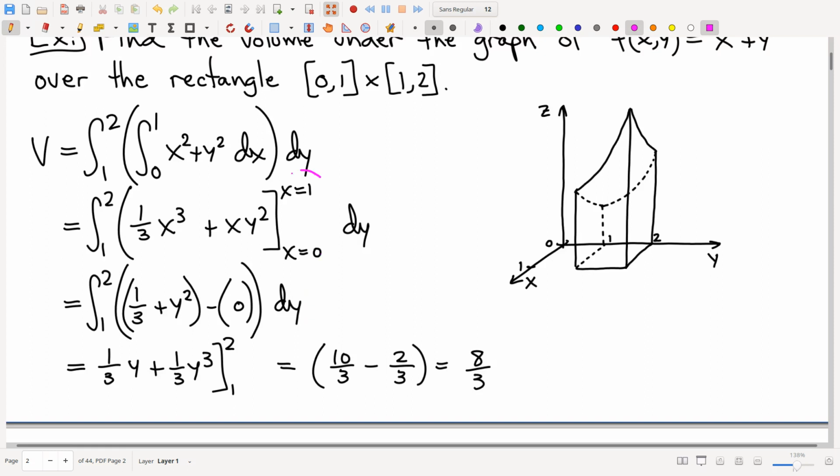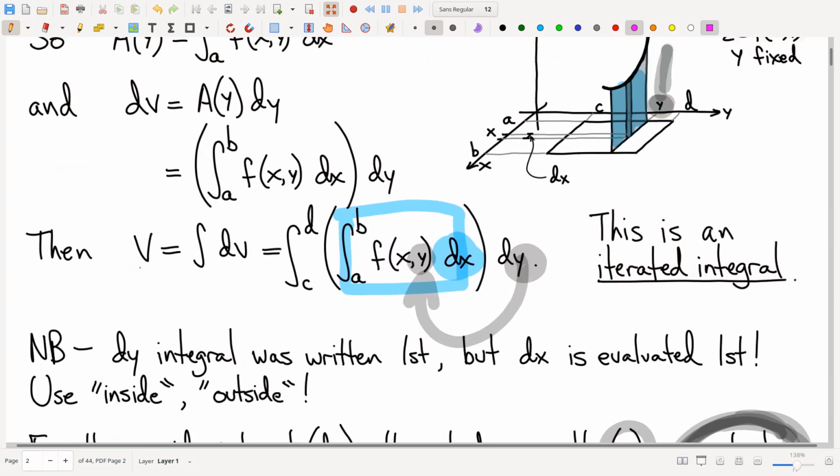You plug in x equals 1 into here, and it becomes this, right? And then you plug in x equals 0 into here, and it becomes this. And then you subtract, and you notice that the y doesn't disappear. The y is still in it. The x disappeared. We plugged in constants for it. We plugged in 0, plugged in 1. The y is the y, still there. Well, back up to the picture. The y is supposed to still be there.